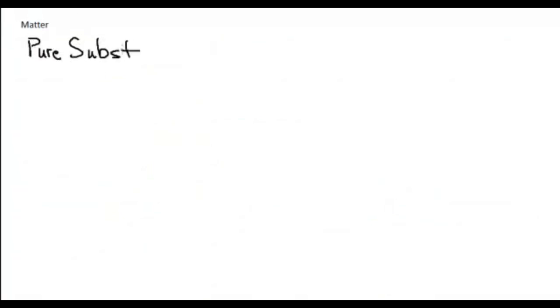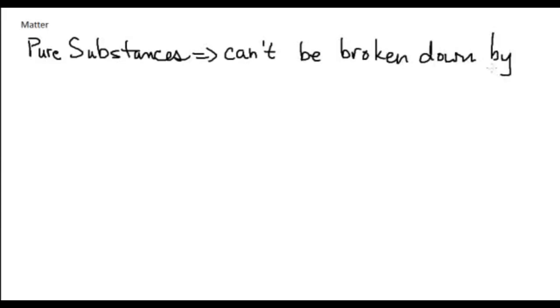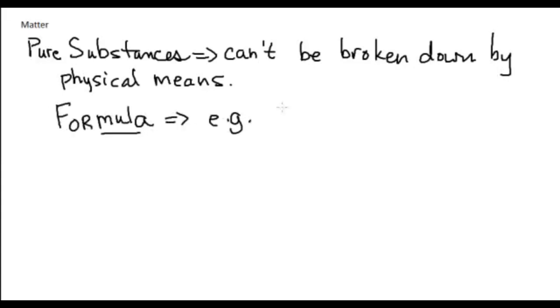If we think of pure substances and what that means, we see that pure substances can't be broken down by physical means. One way of thinking of it is they have a chemical formula. And we'll be working a lot with chemical formulas. For example, Na, H2, H2O.